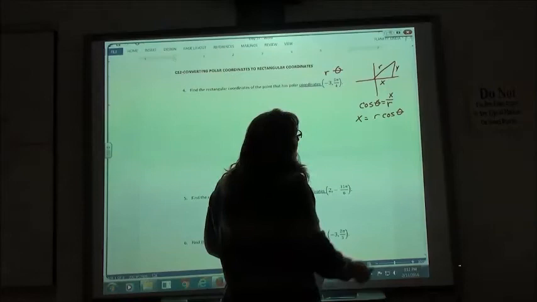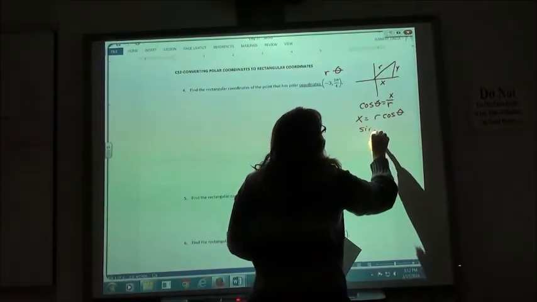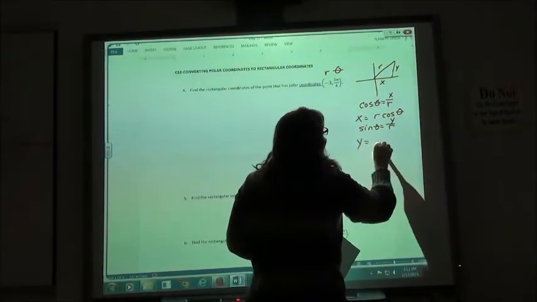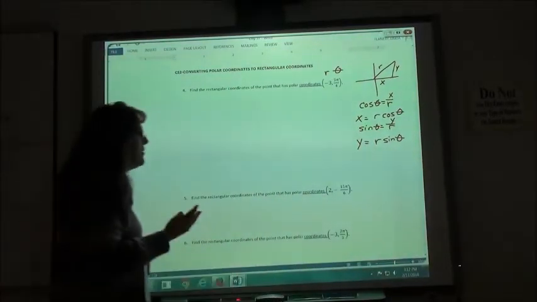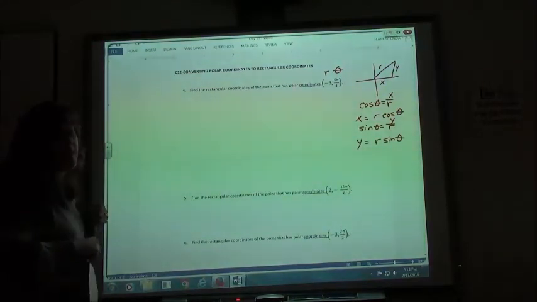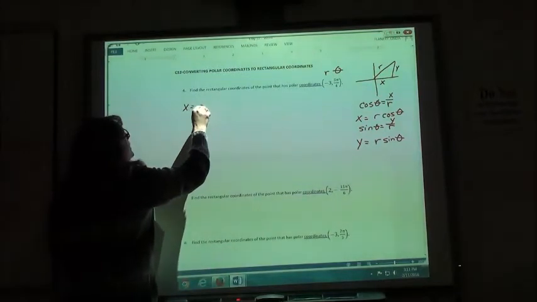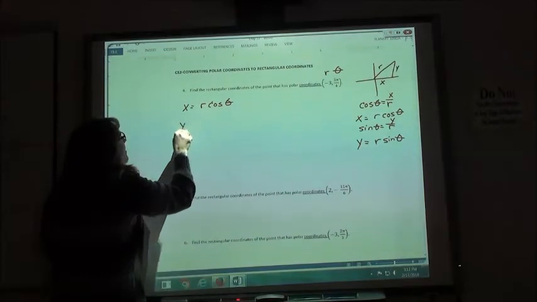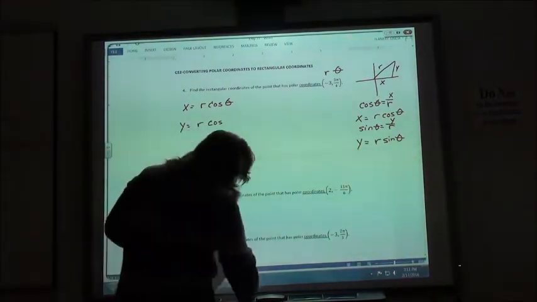Same kind of thing with the Y. Here I have the opposite over the hypotenuse, so the sine of theta equals Y over R. So Y is going to equal R times the sine of theta. I'm just basically going to use those two formulas in order to figure out my rectangular coordinates instead of my polar coordinates. So the X value in my point is going to be R times the cosine of theta. My Y value is going to be R times the sine of theta.